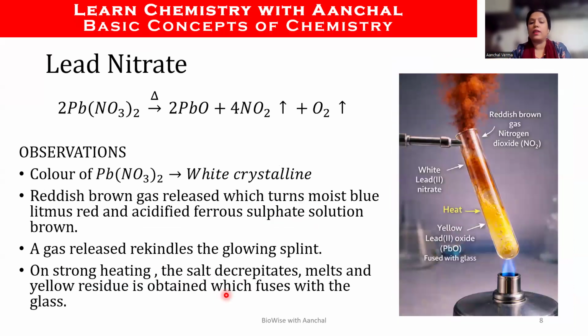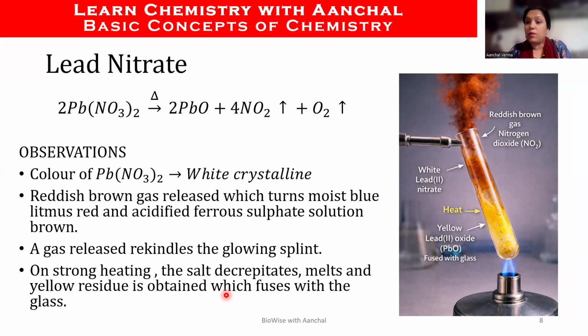Okay, moving to the next, lead nitrate. Now, lead nitrate is also a white salt. But when you heat lead nitrate, it starts making noise, chit, chit, chit, like that. That is called decrepitation. It decrepitates and melts, and then a yellow residue is formed, which is the litharge, PbO, which fuses with the glass.